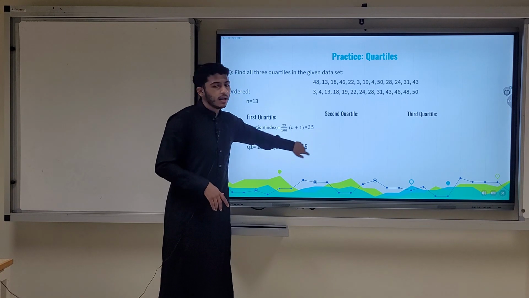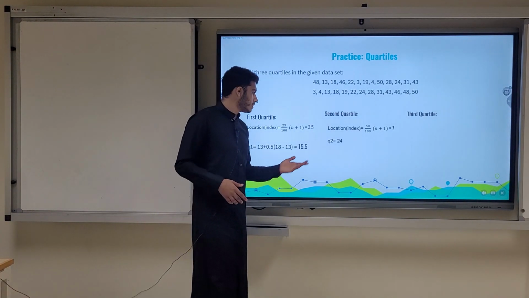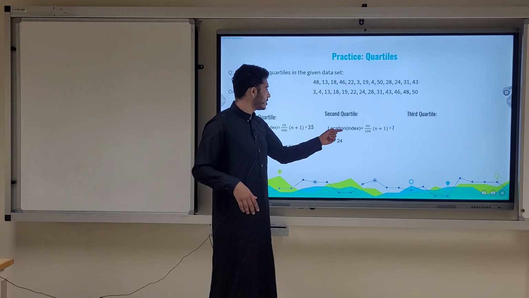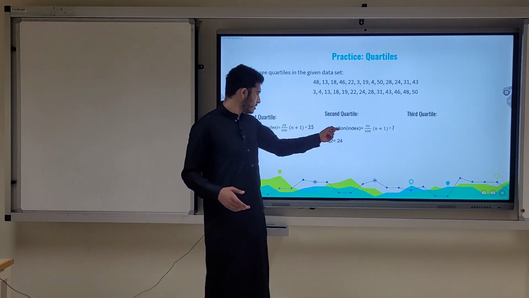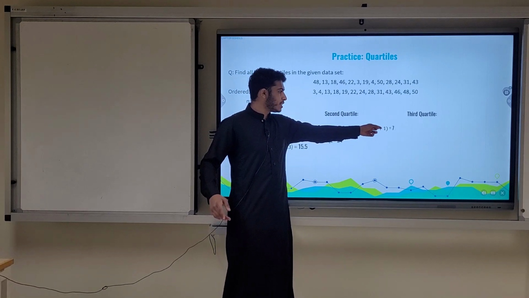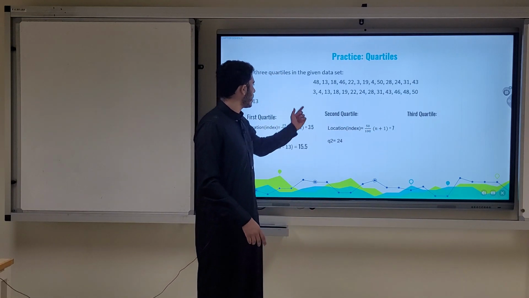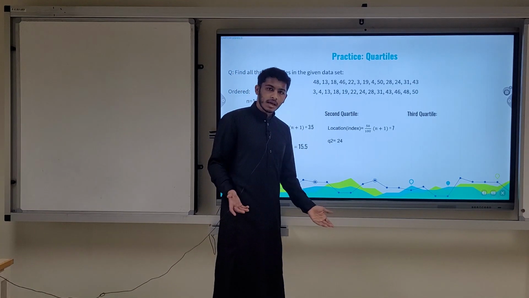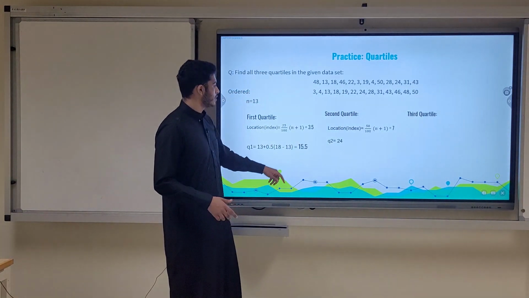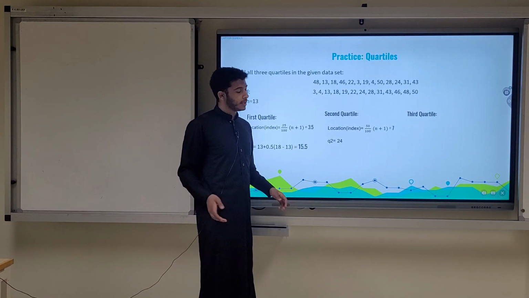Now the second quartile, we know how to find it. You find the location, and lucky for us, our data does not give us a fraction in the index, so we go straight to index number 7. So we count 1, 2, 3, 4, 5, 6, 7. 24 is indeed our second quartile, which is also called the median.